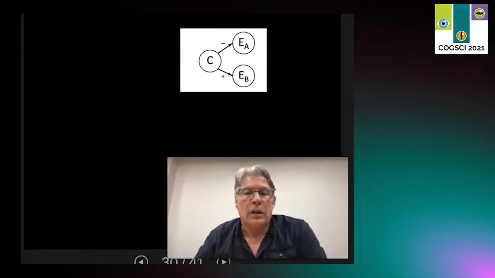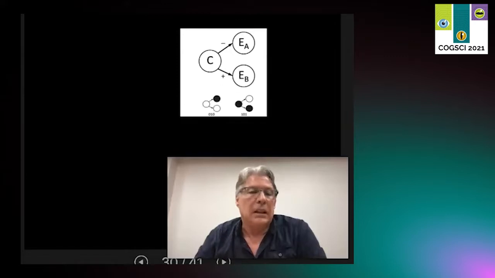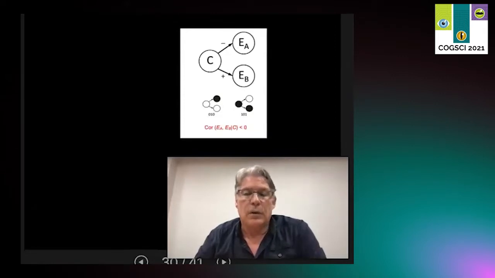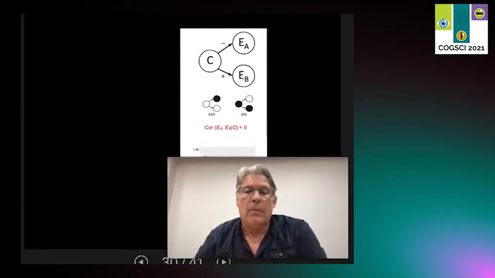In the third condition, it is now the causal relationship between C and effect A that's inhibitory. In the prototypes, C and effect A just have opposite values. This again yields a negative correlation between the two effects, and so once again we get Markov violations in the negative rather than positive direction.